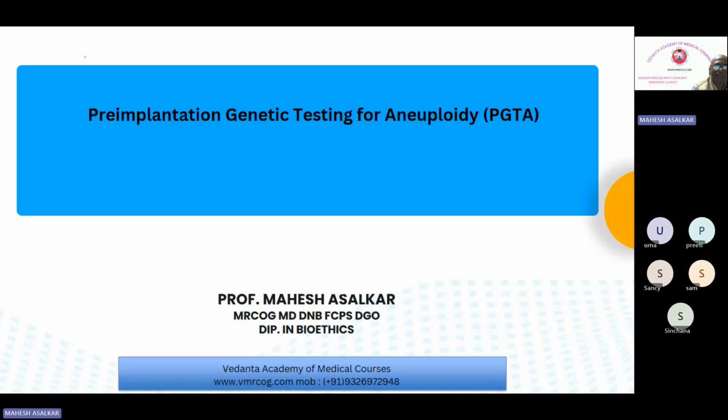Okay, so now we have this one TOG article, pre-implantation genetic testing, and this is followed by one GTG on obesity. Okay, not very big. This is also very small. It will take hardly 5 minutes, but GTG we might go into the details. So pre-implantation genetic testing for aneuploidy.